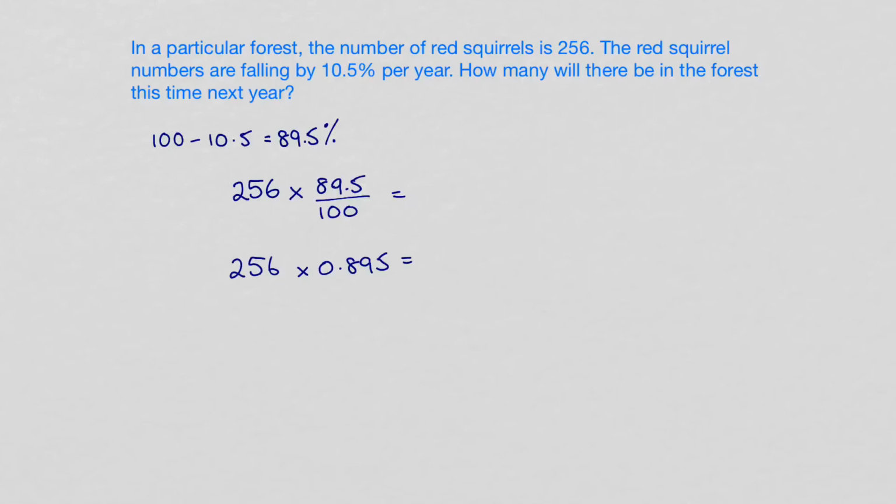So whichever way you choose to work that out, you end up with 229.12. Now, remember, this is not money. This is squirrels. Okay? You can't have 0.12 of a squirrel, thankfully. So we round it down to the nearest whole squirrel. So 229 squirrels is the answer.